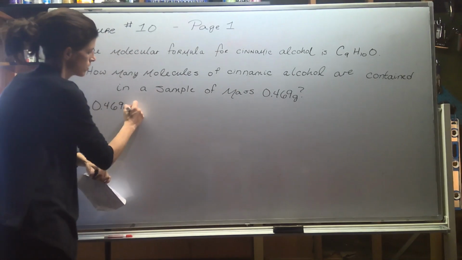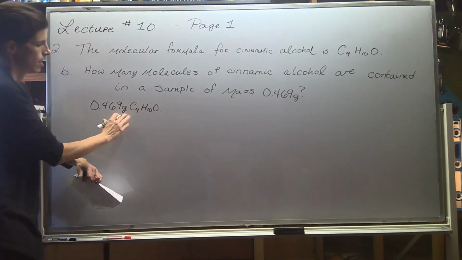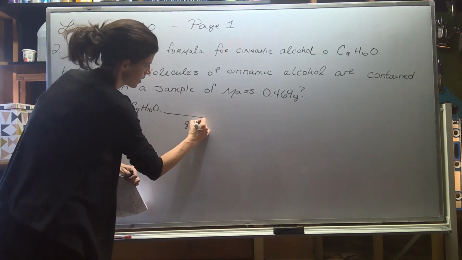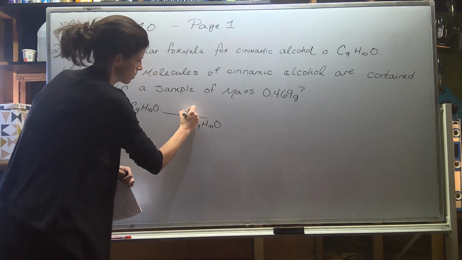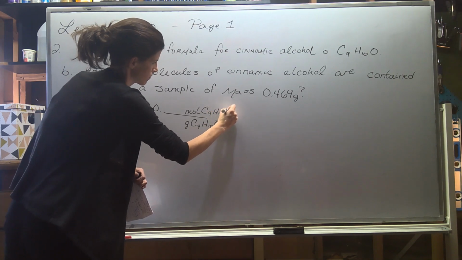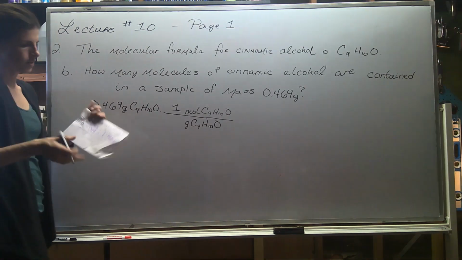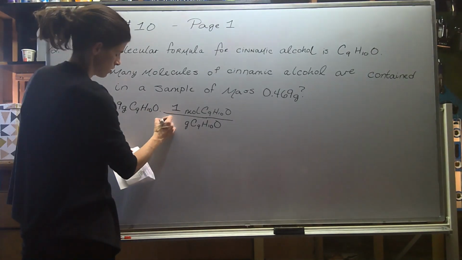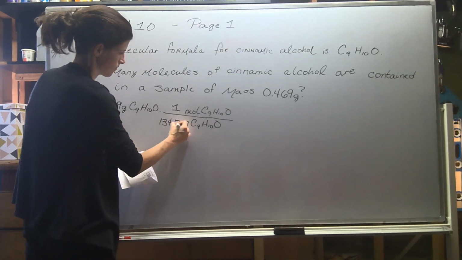So I'm going to do C9H10O. And I want to get rid of the grams, so I'll put that in the denominator of my conversion factor. And I want to try to go to moles. So 1 mole, and then I'll grab the molar mass that we calculated in our previous step. So 134.177 grams.